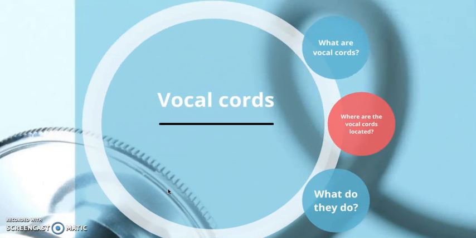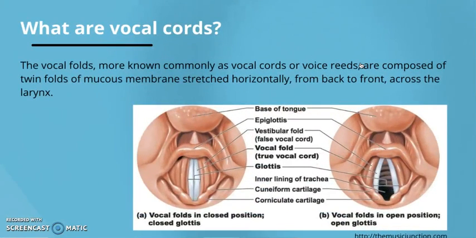First off, I wanted to go over just the vocal cords and kind of the basics of them. What are vocal cords? The vocal folds, more commonly known as vocal cords or voice reeds, are composed of twin folds of mucous membrane stretched horizontally from the back to front across the larynx. So as we can see in the image down below, image A shows the vocal cords in the closed position, and image B shows the vocal cords in the open position.